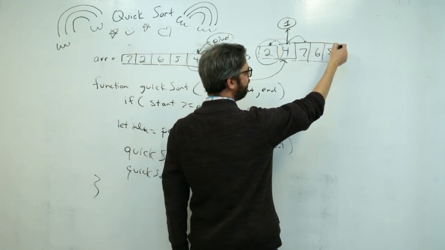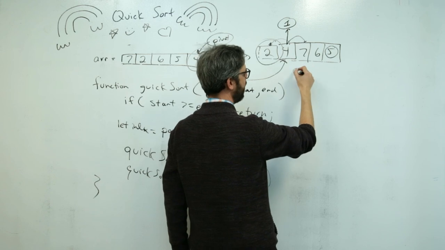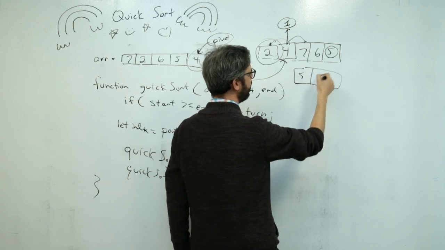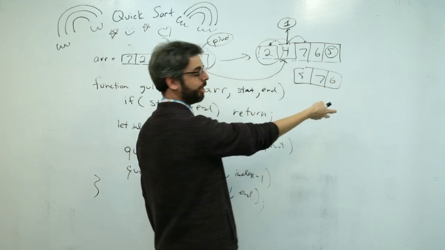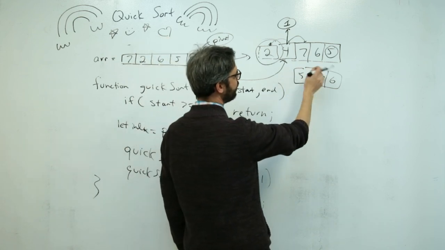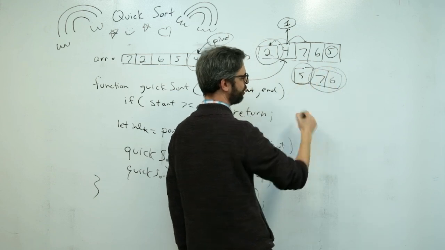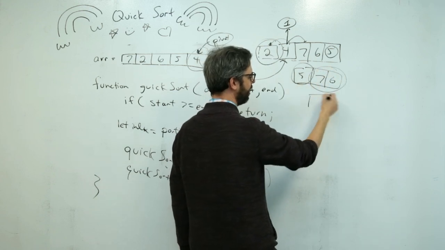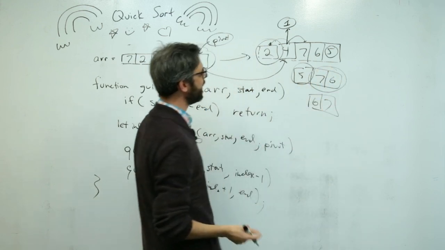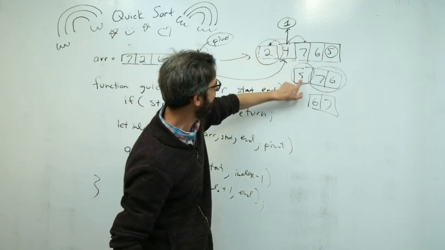This one will pick 5 as the pivot, and then it will become 5, 7, 6 because everything's on one side. 7 and 6 are bigger than 5, so this is done, and then this gets quicksorted. 6 becomes the pivot, so 7 goes on the side, and we're left with 2, 4, 5, 6, 7.